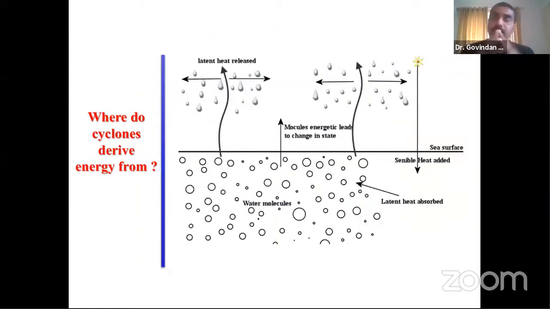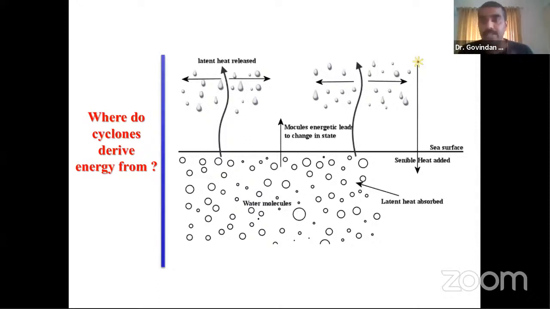The answer is the energy comes from oceans. Oceans are the major supplier of energy, and energy is supplied in the form of something we call latent heat. I'll give you an example to understand this further. Let's say you are coming out of a swimming pool on a very hot day, and a hot air blows over your body. Immediately you will get a cooling sensation. Why do you get a cooling sensation when the water droplets are on your body? It's because a part of the energy incident on your body is used for evaporating the water droplets to water vapor.